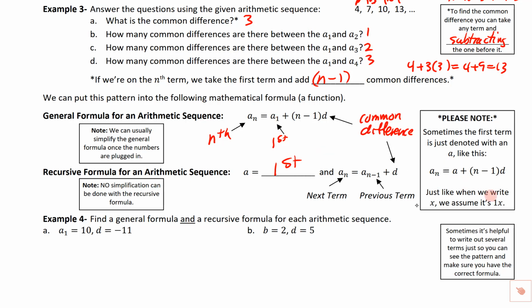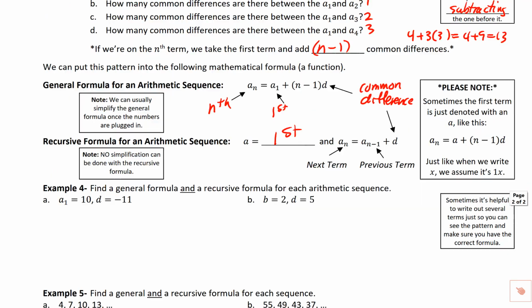It's kind of the same as when we write down an X. Everybody assumes that it's a 1X. So if there's no subscript, if there's no index there, then we assume it's the first one. Now, like we were talking about before, A sub n represents the next term, and A sub n minus 1 represents the previous term. And there's usually not a whole lot of simplification that we can do with a recursively defined formula, as opposed to a general formula, where we do some simplification.